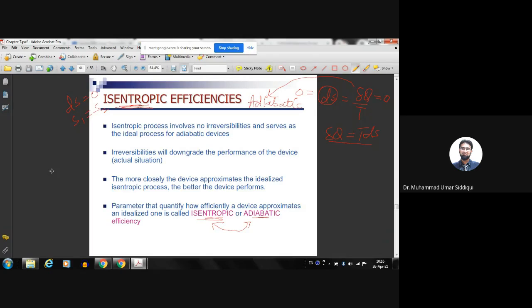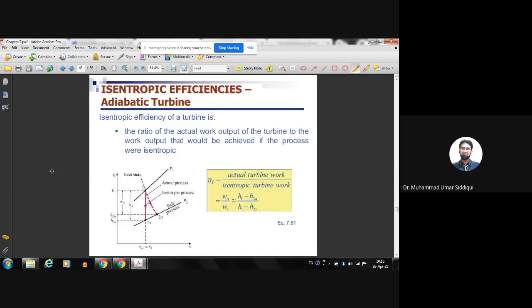Okay, so let's talk about isentropic efficiency. Isentropic efficiency is basically the ratio of the two works. Let's discuss it in a minute. Let's talk about a turbine. Now, what is a turbine? A turbine is a device we discussed in chapter number 5. It is a device which is used to convert pressure energy into work output.